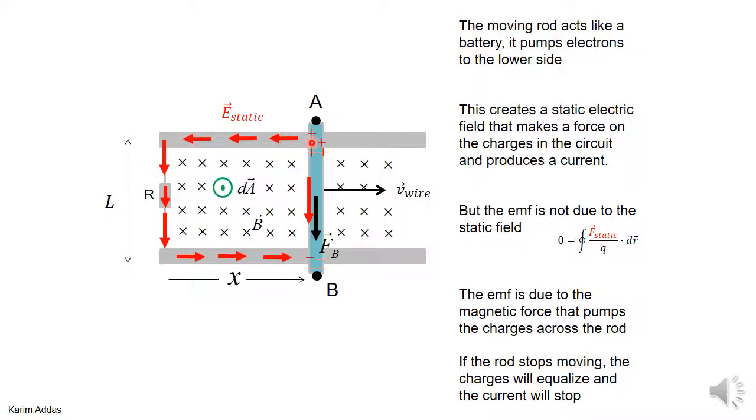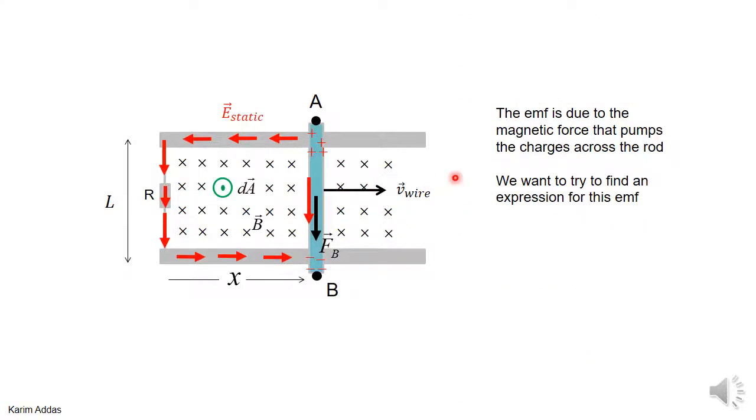The current will just stop. So the thing that's making the current sustained in the circuit is the fact that this rod is moving to the right with some velocity v. And that should be the source of the EMF for this circuit. What I want to do is find an expression for this EMF.